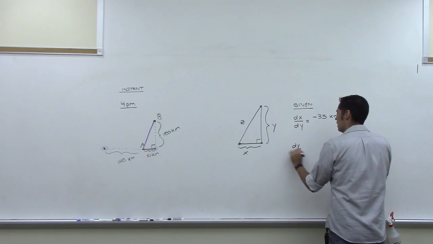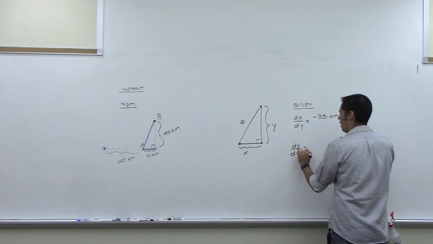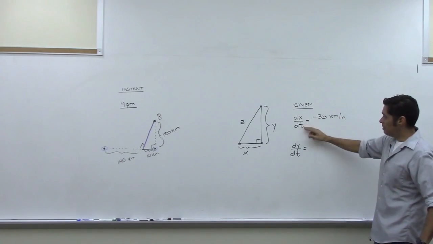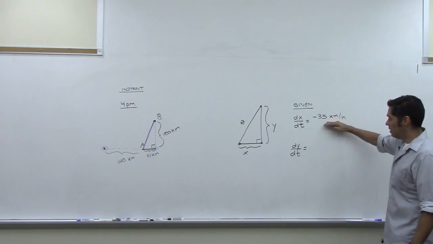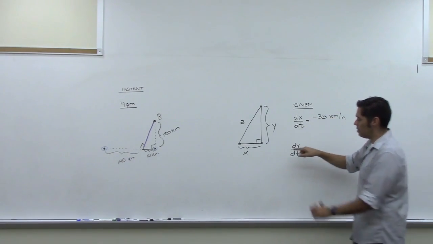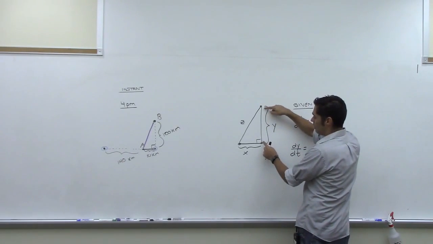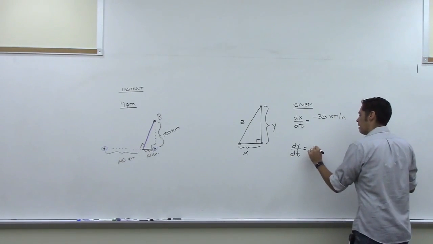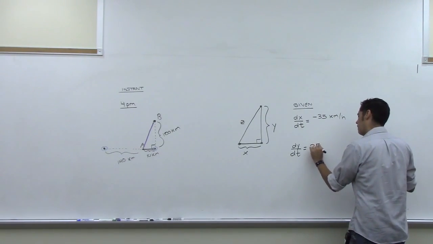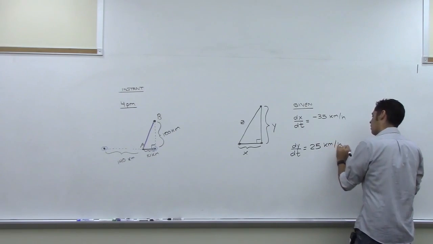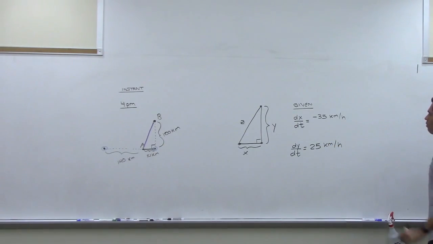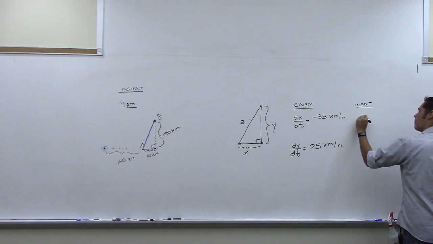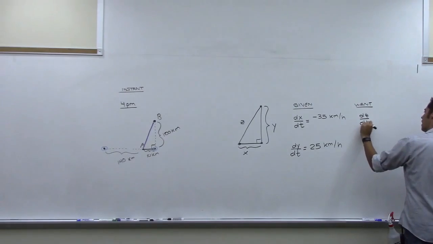Now dy/dt. This was dx/dt, not dx/dy. I don't know why I put that. dx/dt, the rate at which x changes with respect to time, is this. The rate at which y changes with respect to time is actually going to be positive, because as ship B sails, it goes this way, y gets bigger. So I use a positive number here, and it was 25 kilometers per hour. And what I want to know is the rate at which z is changing with respect to time.